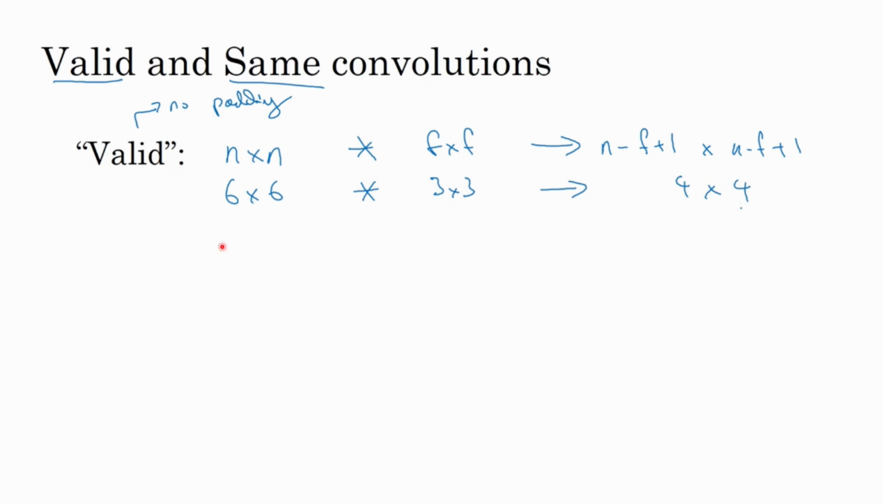Like in the previous slide where I showed you the formula, if there is a 6x6 image with a 3x3 filter, that will turn into a 4x4 resulting image. So that is the case of no padding. Here we are applying no padding at all, and that is generalized and called valid convolution.